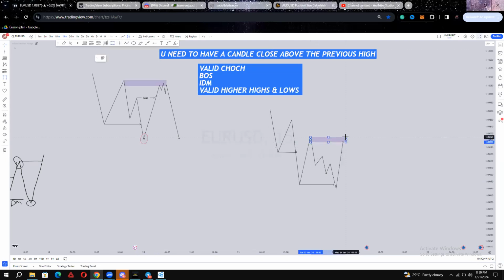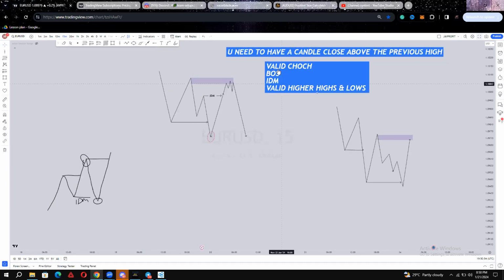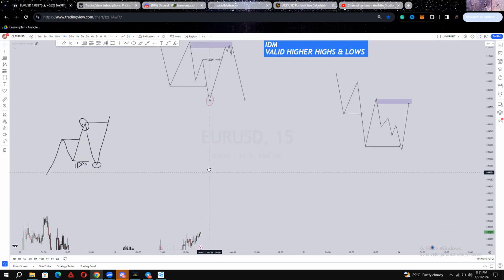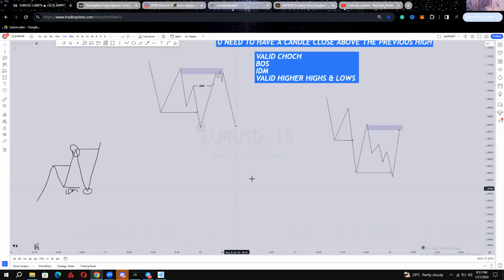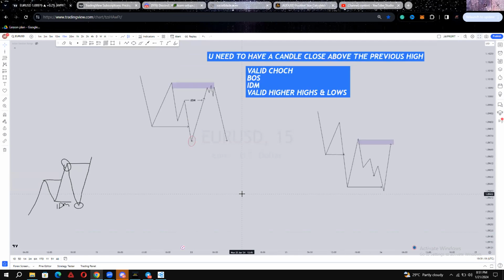Okay, so now let's not deviate from what we have right now. I've told you guys and I've shown you what a valid break of structure is, right? A valid break of structure is telling you that you need to have a candle close below the previous lower low or lower high for you to confirm that to be a break of structure, and that would be a valid one. Now, coming to this inducement, I already told you guys what inducement is all about. It is the first pullback before or after a break of structure.